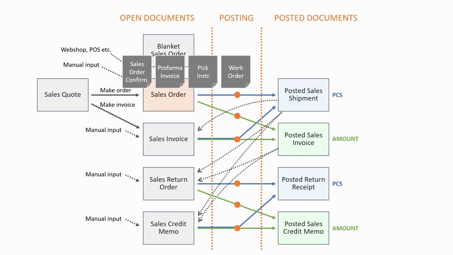We have the sales order confirmation that is normally sent to the customer after entering the order. And the sales order confirmation is just to, of course, confirm the order. We have the proforma invoice that is normally used when you need to ship goods across customs borders and you need an invoicing or a financial document to follow the item, even though it's not yet posted.